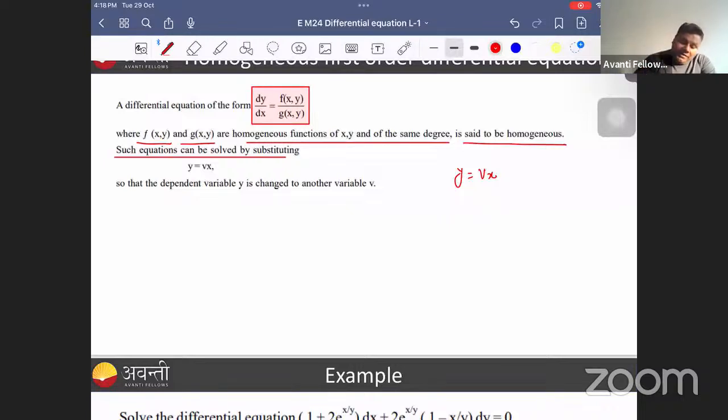Now what I will do, I will differentiate it with respect to x. So dy by dx is v plus x dv by dx. Got it? Am I clear?